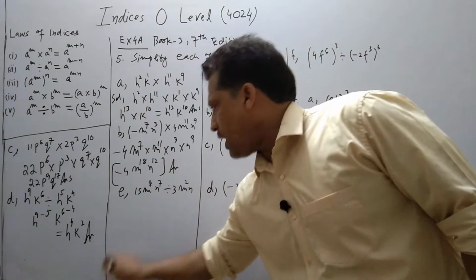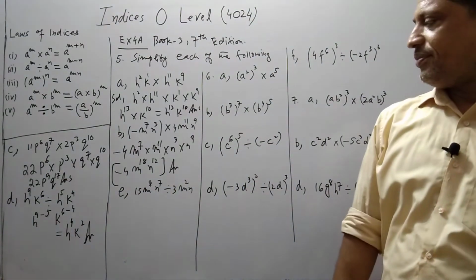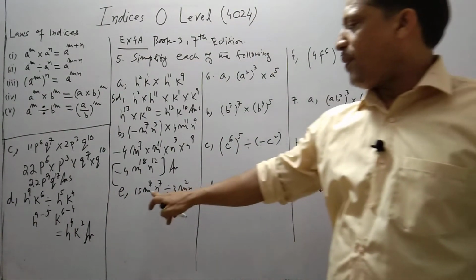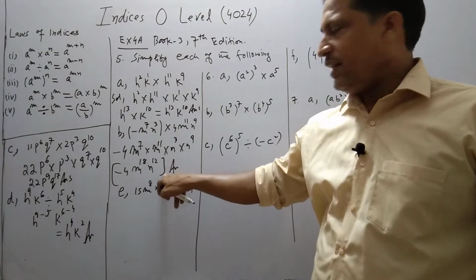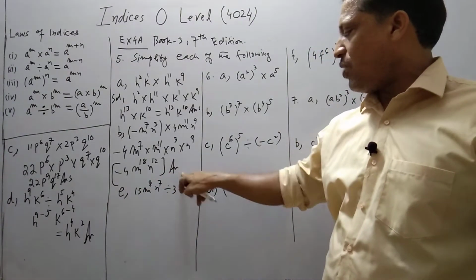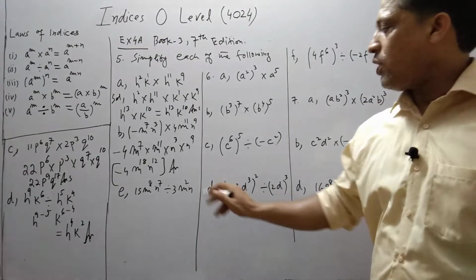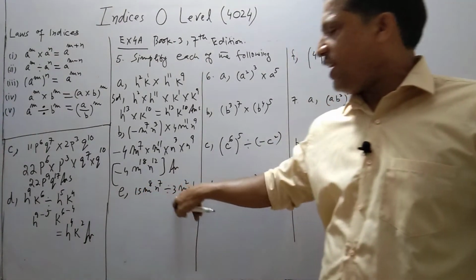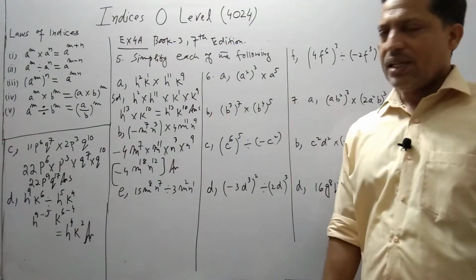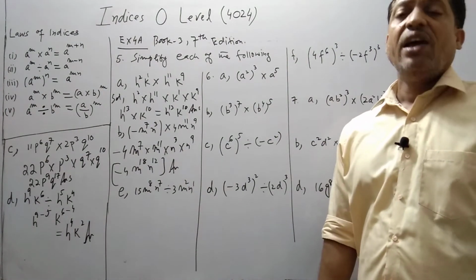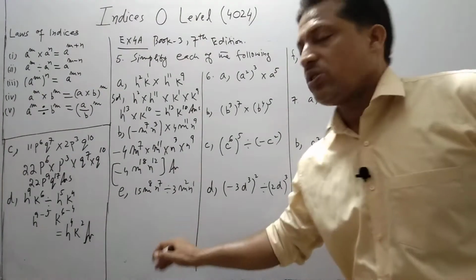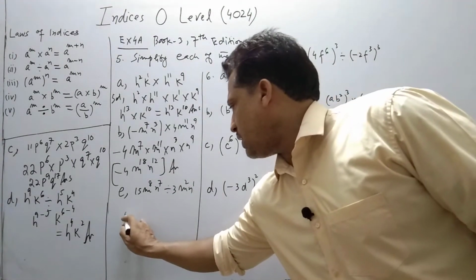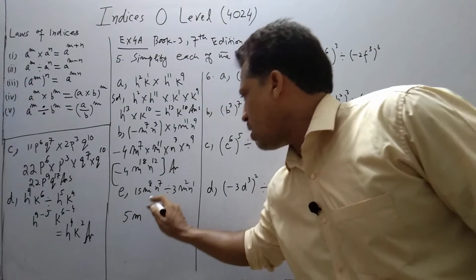See the last part of question number 5: 15 m to the power 8 n to the power 7 divided by 3 m squared n to the power nothing. If nothing, then 1. First we have to divide 15 by 3. What is the answer if we divide 15 by 3? 15 upon 3 is 5, because 3 fives are 15. So the answer is 5 m.